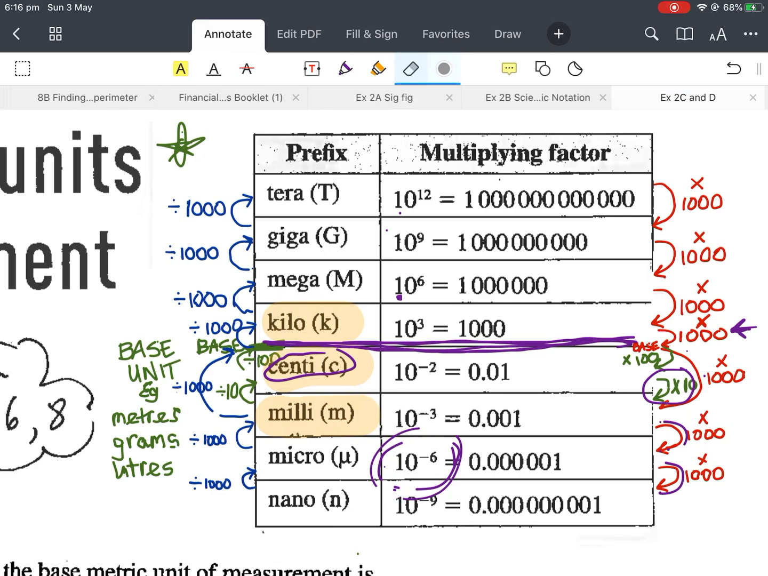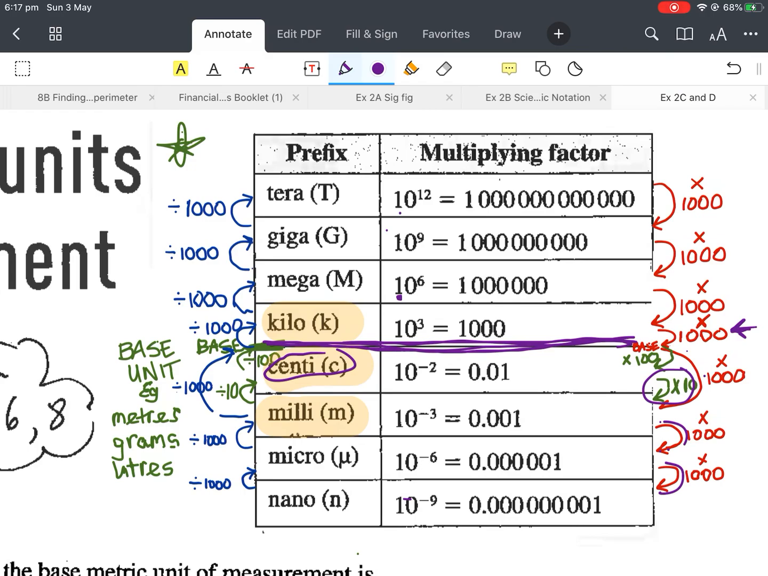Don't need those. So what you need to know is in this particular diagram, you start with your base unit. Your base unit is where that purple line is. The only problem with this table is they've left out the base unit. A base unit could be anything like just meters or just grams or just litres. And we add each of these prefixes to meters, like kilo to kilometres, centi to centimetres, milli to millimetres, to make it a smaller unit, or a bigger unit in the case of kilos.